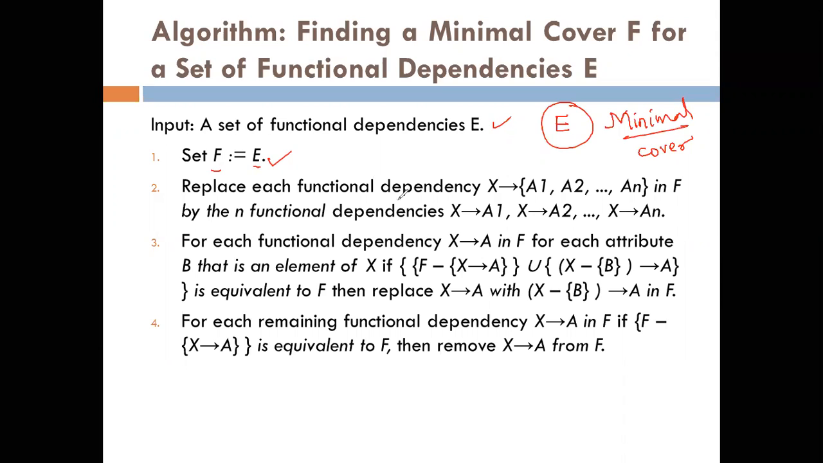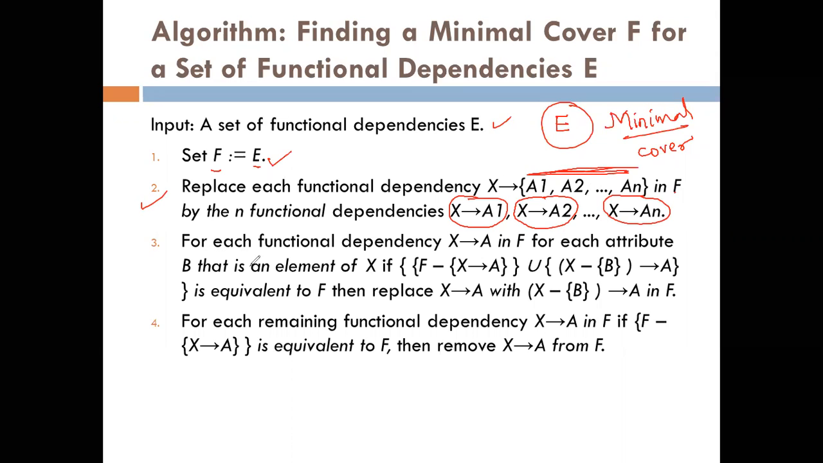Then replace each functional dependency X determining A1, A2, till An in F by a set of n functional dependencies, that is, X determining A1, X determining A2, till X determining An. Here we have multiple attributes on the right side, so all these will be divided into separate dependencies. That is step 2.